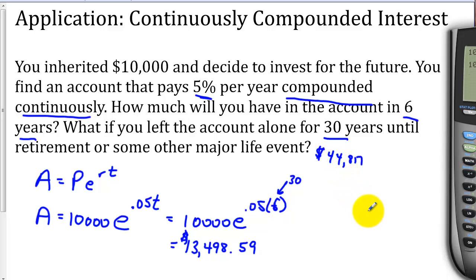So that's our exponential growth and decay models. And good luck with completing your notes assignment and your practice exercises.